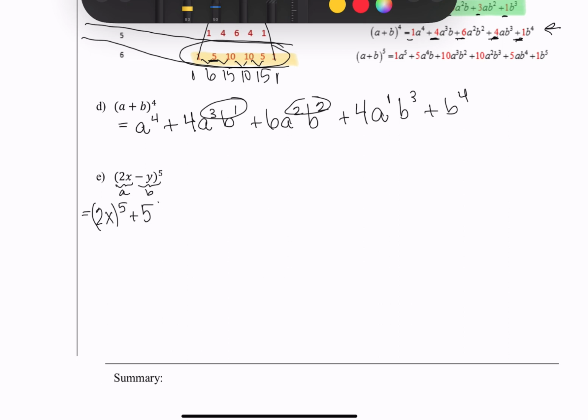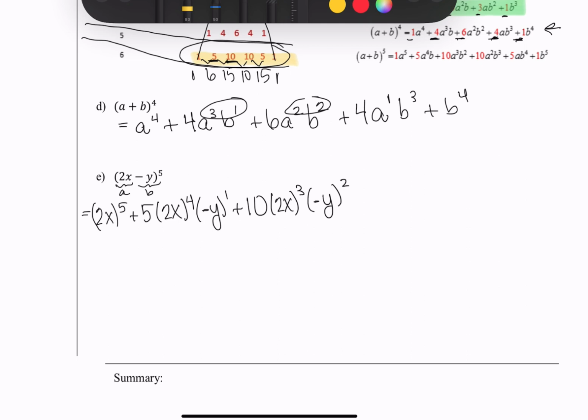2x, or my a, gets 1 less power, 1 less degree, to the 4th degree. And now b gets to come in, or negative y gets to come in, and gets 1 power, so that those degrees add up to the 5th degree. Next term's going to get a coefficient of 10 according to Pascal's triangle. 2x, or my a, gets 1 less degree. And negative y gets 1 more degree. So that together they add up to 5.